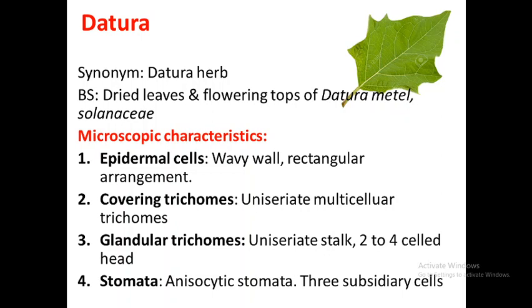Next, the covering trichomes, which are uniseriate and multicellular type, are present in dhatura. Then it also contains the glandular trichomes with uniseriate stalk and 2 to 4 cell head. So this is the type of glandular trichome. So both types of trichomes are present in dhatura. Then it also contains the anisocytic stomata with 3 subsidiary cells.